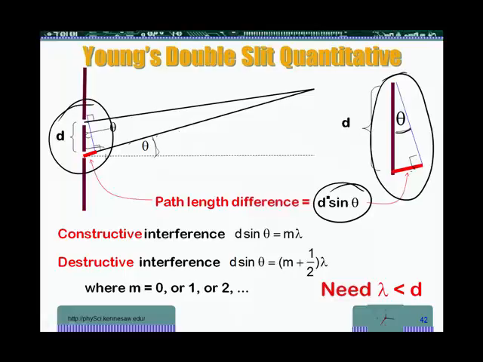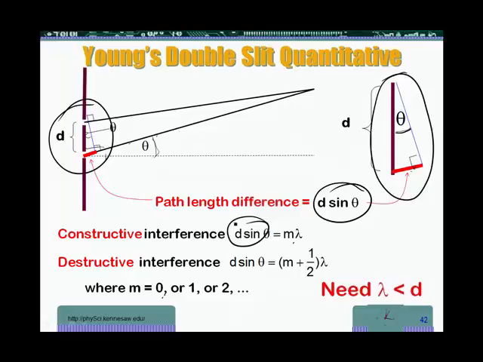Now, what's my condition for constructive interference? That the path difference is equal to 0, or 1 lambda, or 2 lambda, or 3 lambda, or 4 lambda, and so on. In this case, we can rewrite it as the path difference, which is d sine theta, equal to m lambda, where m takes the values 0, 1, 2, 3, and so on.